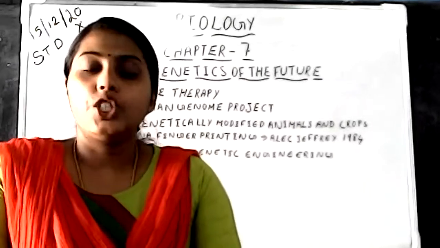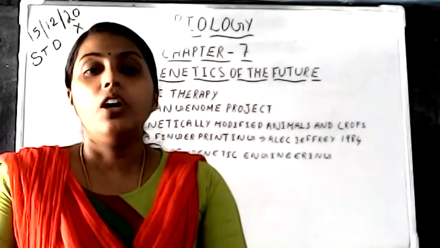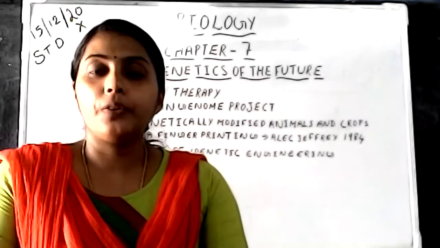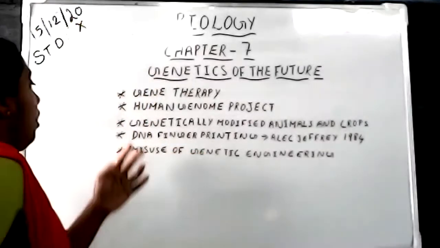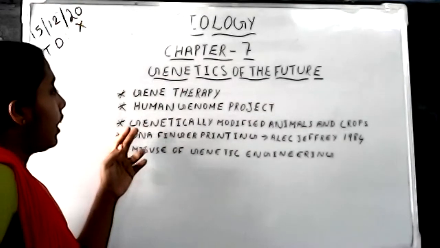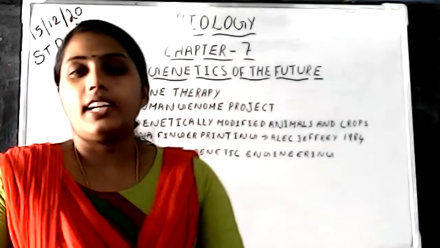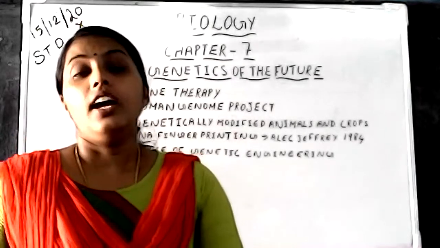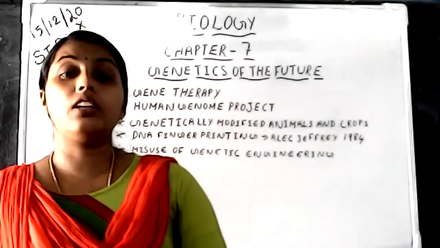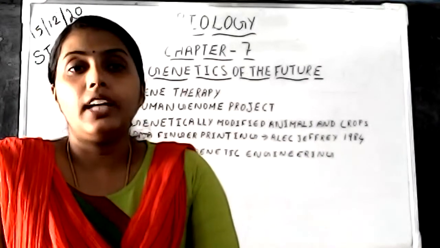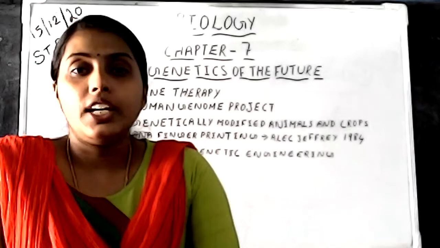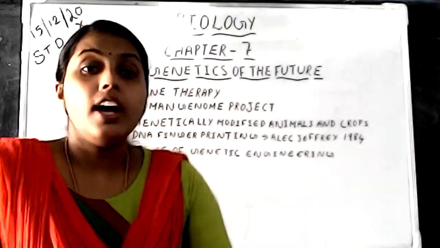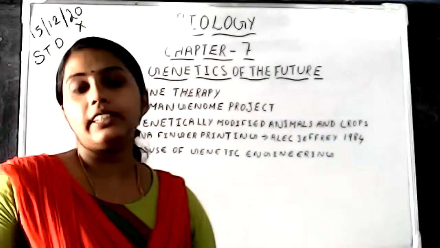With the help of the Human Genome Project, gene mapping came, and we were able to know the position of each gene on the DNA. Is it clear for you? The next topic is genetically modified animals and crops. Genetic engineering has a great role, and many useful things can be done with its help. Among them is the production of modified animals and crops.